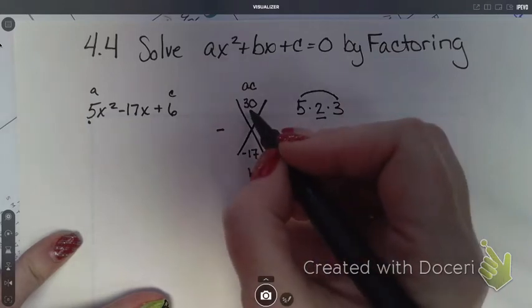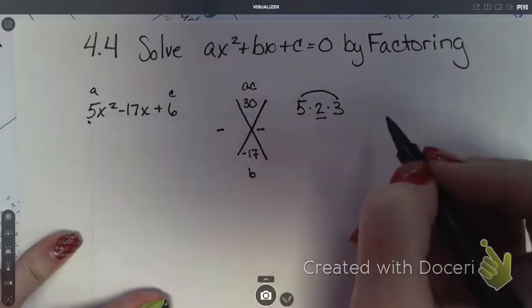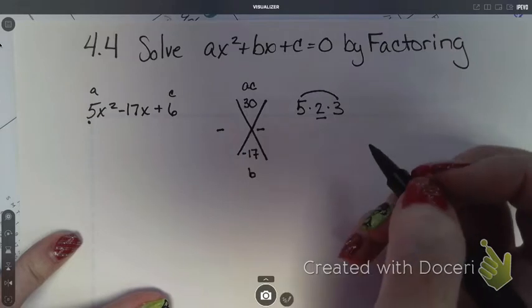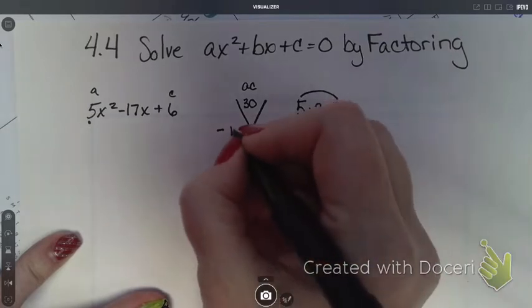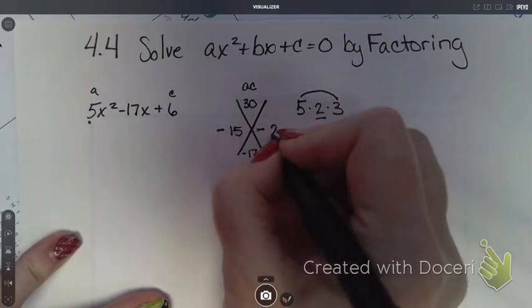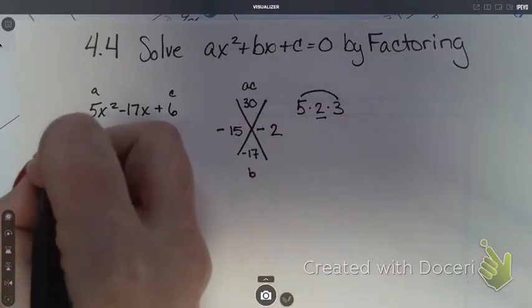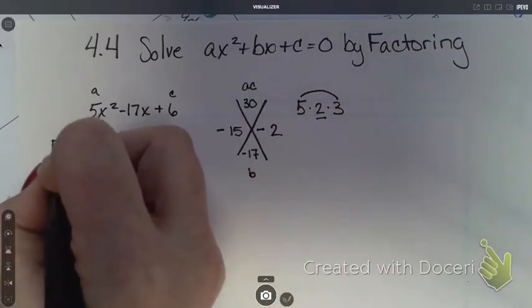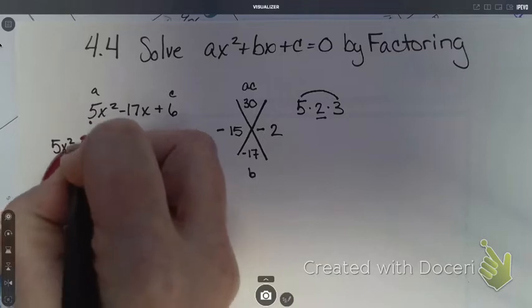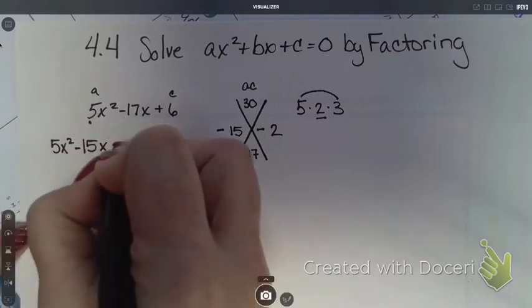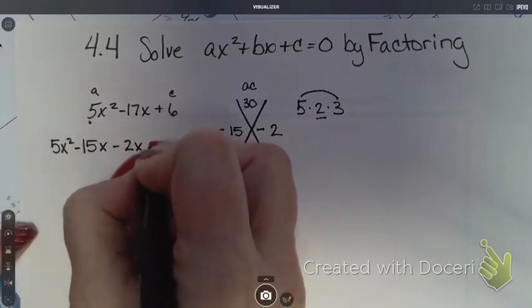Right now you don't really need it, but when we get to big, huge numbers, guys, I don't even multiply them out on the top. I just write their factors on the side because I don't want to multiply them out. So I'm going to have 15 and 2, and it's the same thing I did before. So 5x squared minus 15x minus 2x plus 6.